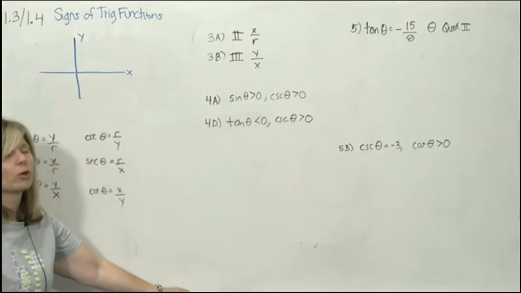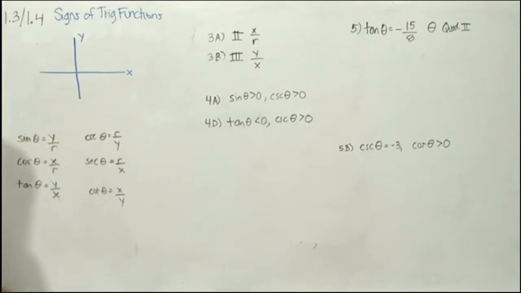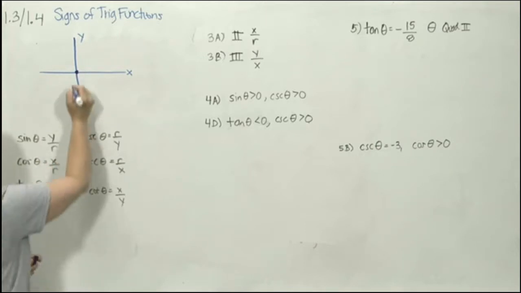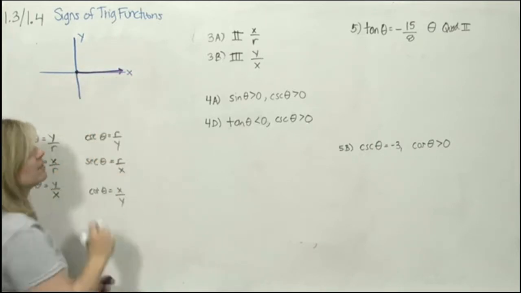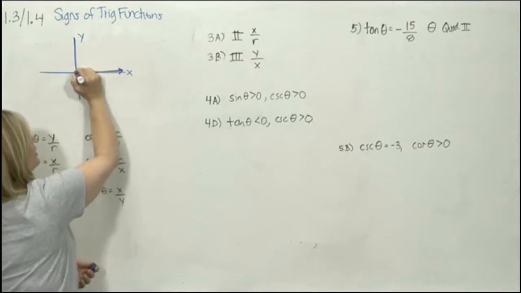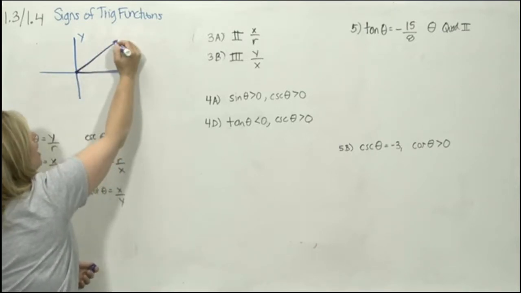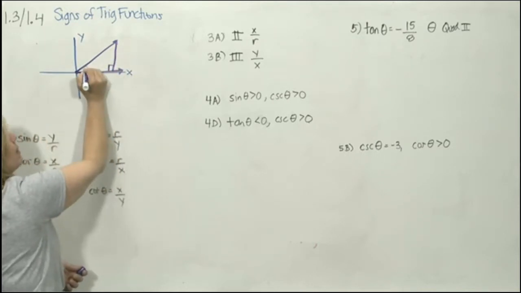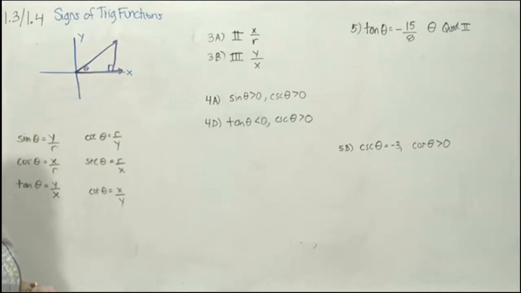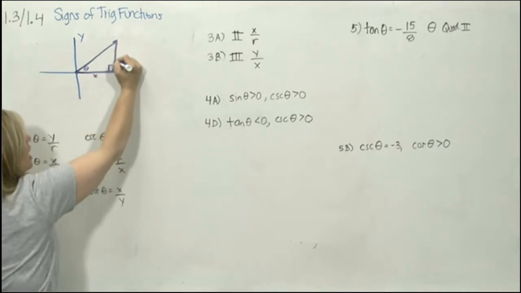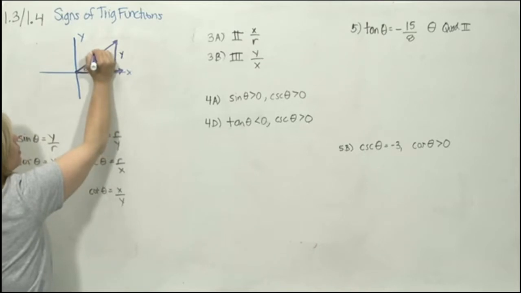So remember, we're drawing triangles in standard position, so I'm still going to put my vertex point at the origin. I'm going to still put my initial ray on the positive x-axis. If I draw my triangle in quadrant 1, here would be my terminal ray. I would drop my perpendicular down. Here would be my acute angle theta. This side would be my x, this side would be my y, and this side would be my r.